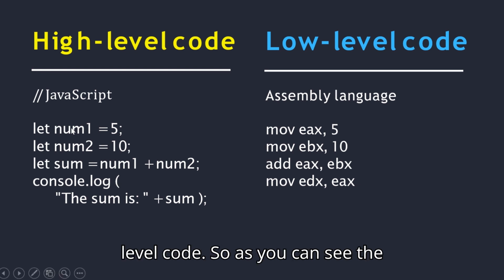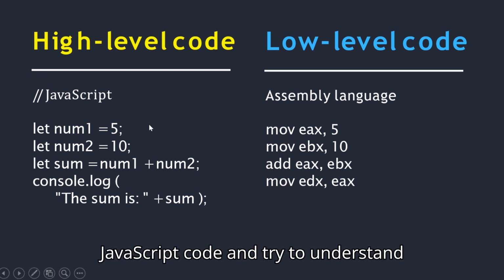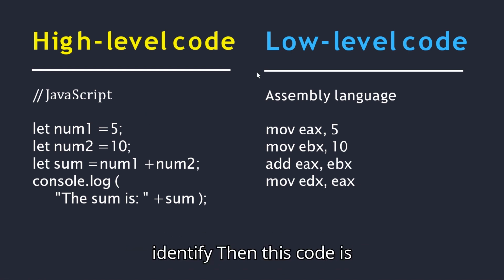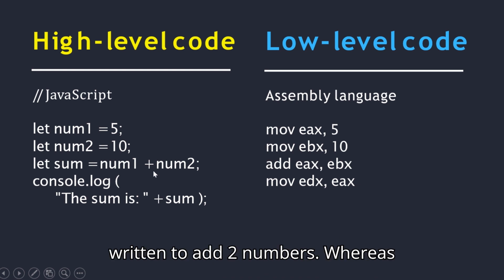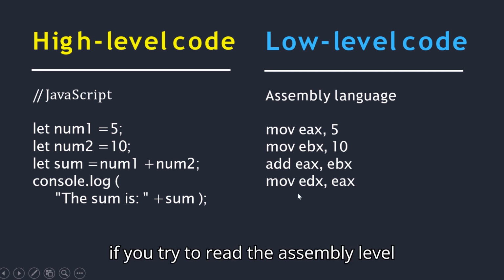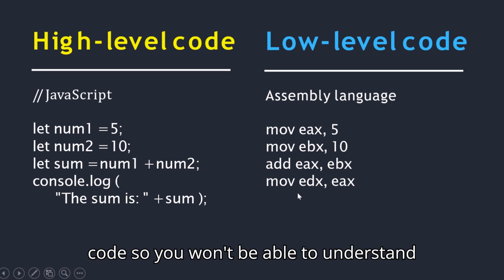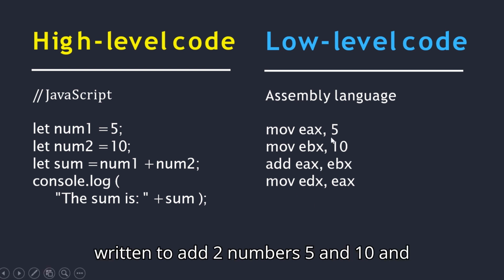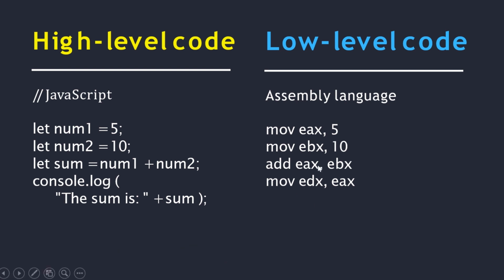So, as you can see the JavaScript code and try to understand its meaning, then you can easily identify that this code is written to add two numbers. Whereas if you try to read the assembly level code, you won't be able to understand its purpose. But this is also written to add two numbers 5 and 10 and store them.